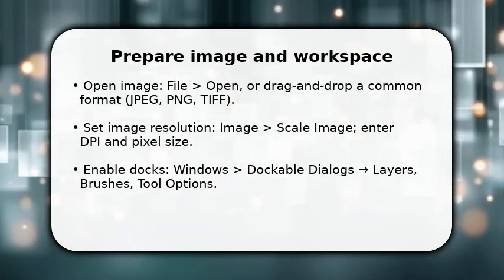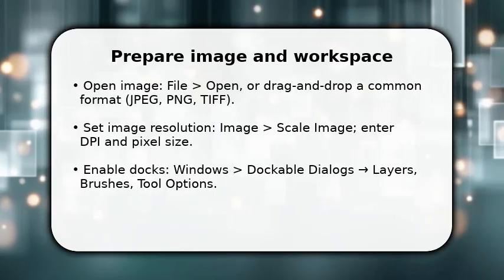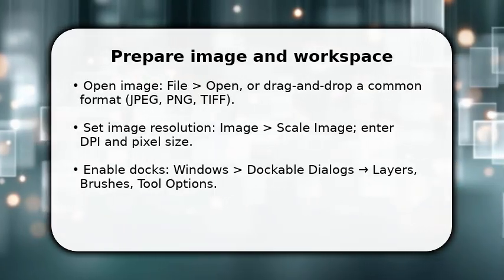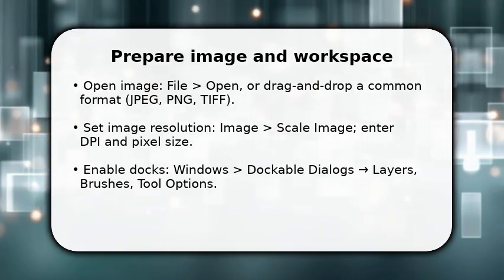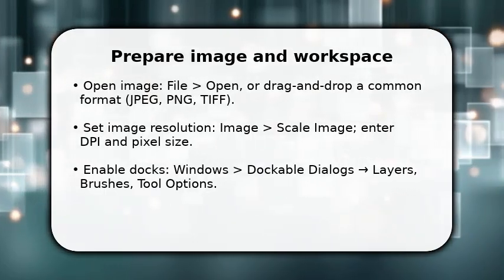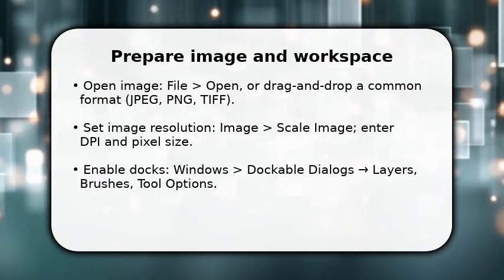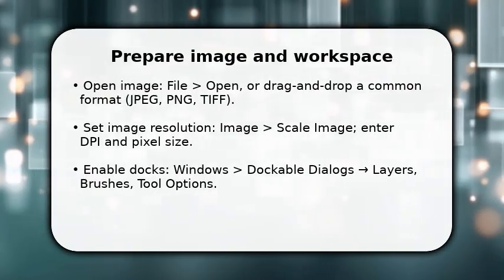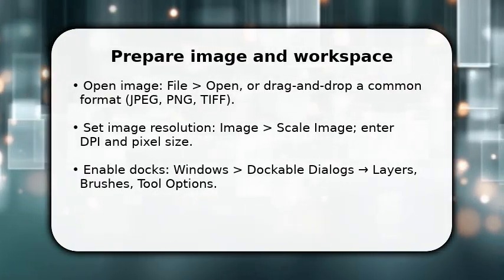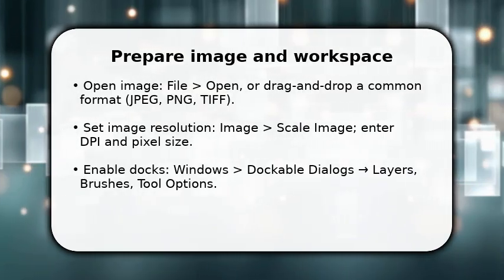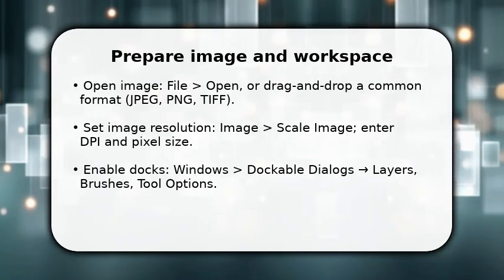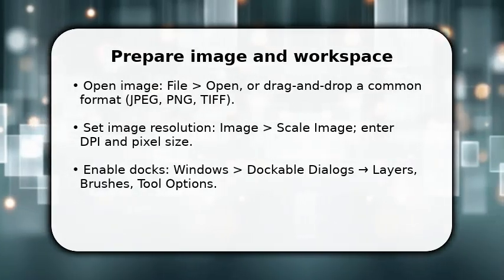You start by loading your photo and organizing the workspace so you can work fast. Open the file directly or drag it into GIMP, then scale the image to the target resolution so edits are non-destructive. Once done, enable the essential docks, layers, tool options, and brushes to access controls quickly. Make sure to duplicate the background layer right away and work on the copy. That lets you compare before and after without losing the original.